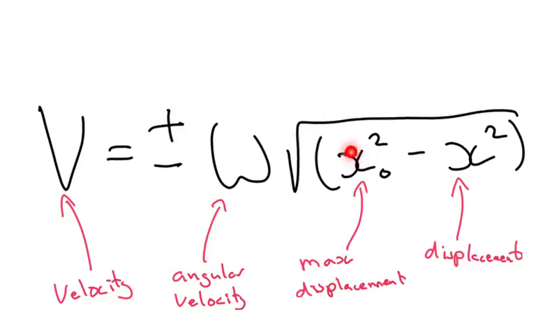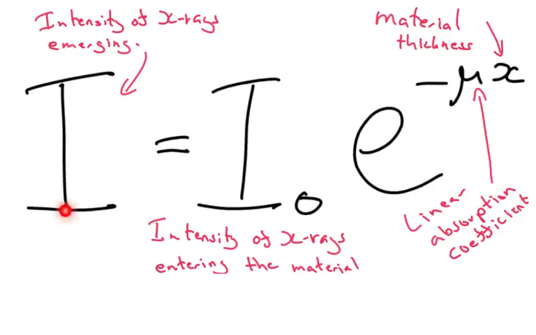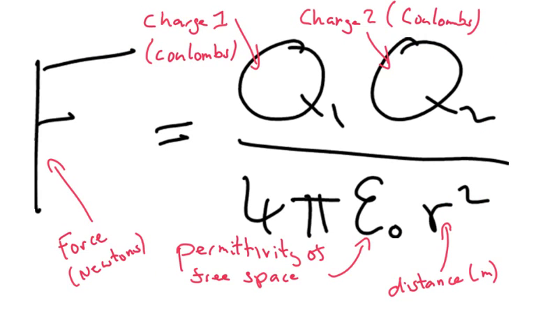squared. The intensity of X-rays emerging from an object is equal to the intensity of the X-rays as they enter the material times e to the power of minus the linear absorption coefficient of that material multiplied by the material's thickness. Force in newtons is equal to the charge 1 in coulombs multiplied with charge 2 in coulombs divided by 4 pi epsilon naught, which is the permittivity of free space, times r squared, which is a distance measured in meters.